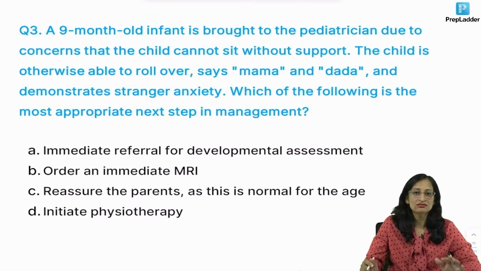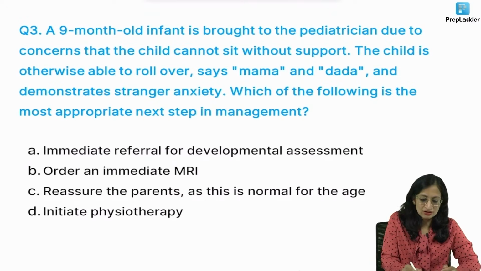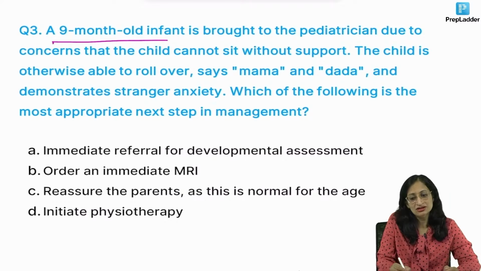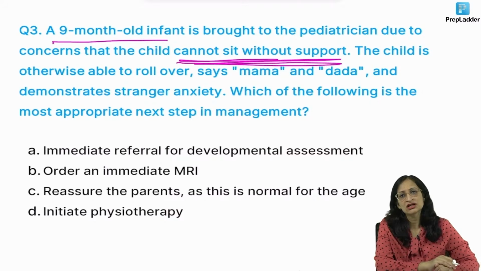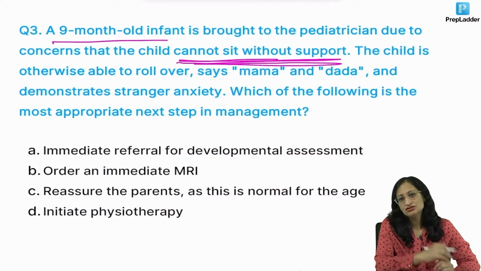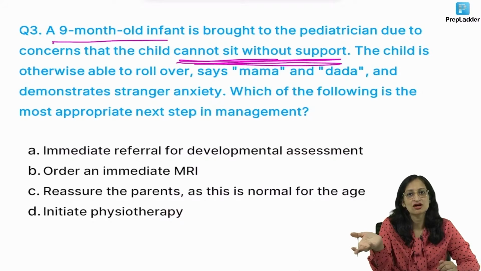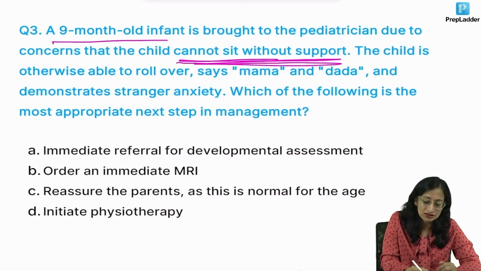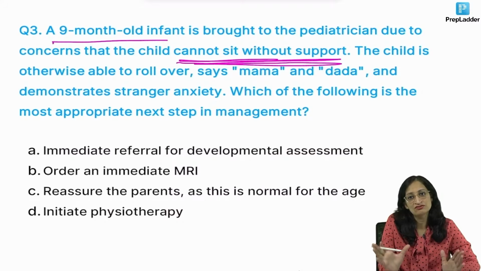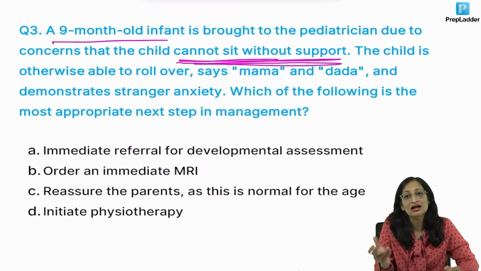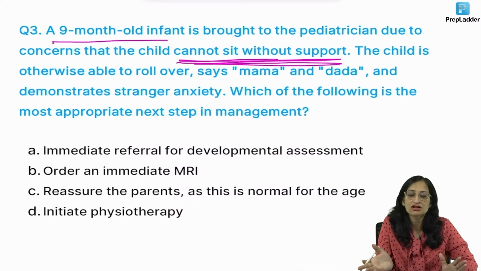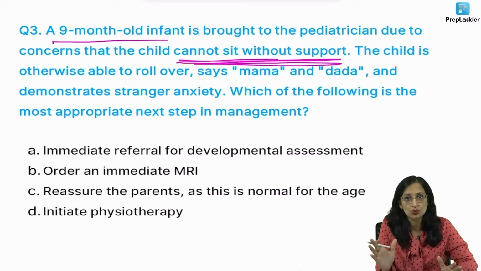So, we have a 9-month-old infant, okay. So, a 9-month-old infant who is brought to the pediatrician with a concern that the child cannot sit without support. So, sitting without support, you remember it came at what age? Yes, try to recollect. So, sitting with support around 6 months of age, sitting without support around 8 months of age. But remember, there is a range of time for each milestone. Sitting without support should come at 8 months. That doesn't mean that at 8 months, 10 days, if the baby is not sitting without support, you think it is developmental delay. No, okay.